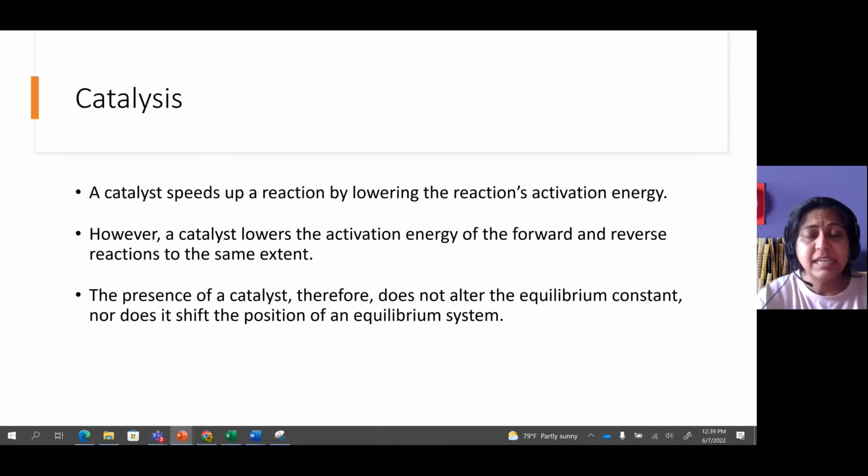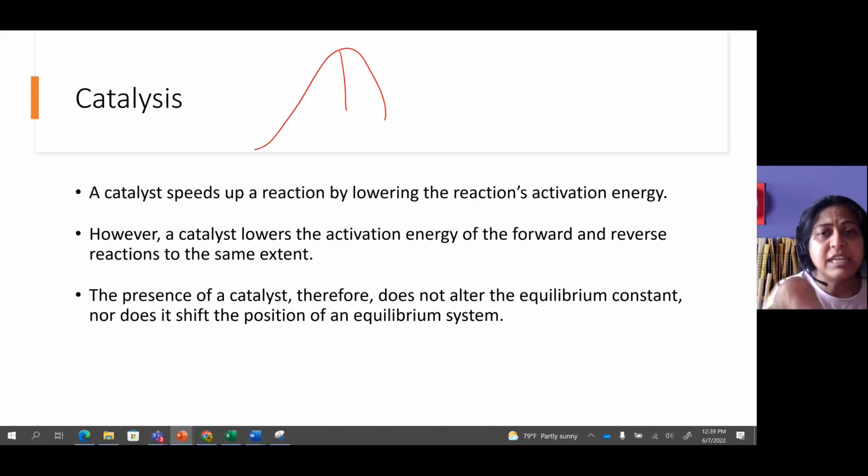How does a catalyst change the equilibrium? A catalyst speeds up the reaction by changing the activation energy. So it changes the activation energy for both the forward and the reverse reaction. Therefore, adding a catalyst doesn't change the equilibrium constant. So it doesn't even change the position of an equilibrium system.